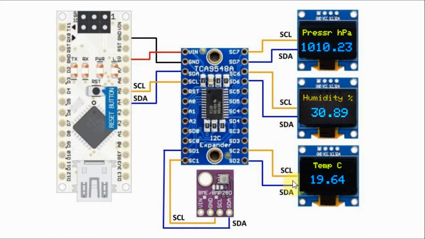The first display, which displays the temperature coming from the sensor, is connected to channel 2. The second display, which displays the humidity, is connected to channel 6, and the third, which displays the pressure, is connected to channel 7.